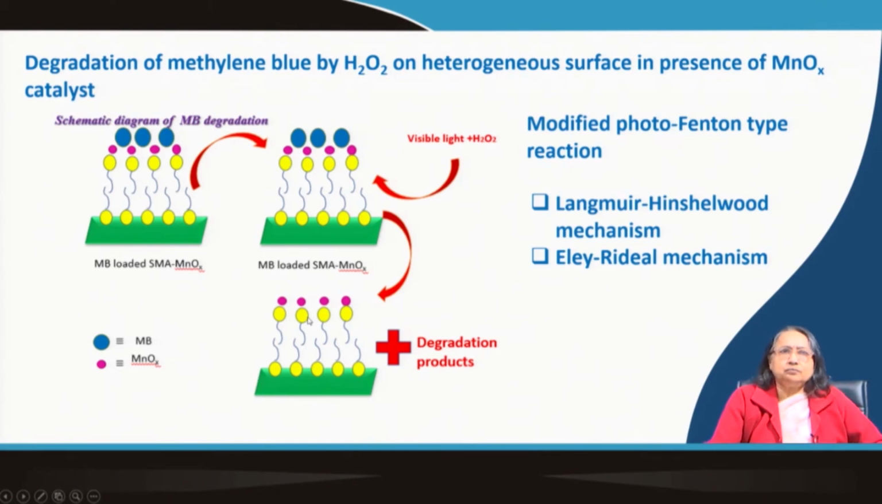Now, after that what will happen? The methylene blue will go out, not the methylene blue, the products will go out. So, the catalyst is remaining free, okay, for another molecule of methylene blue to come and react. Okay. So, this is called a modified Fenton type catalyst. Why is it called Fenton? Why is it modified Fenton?